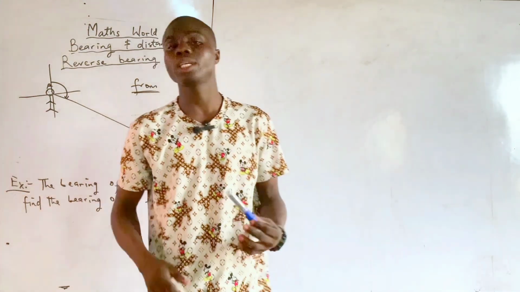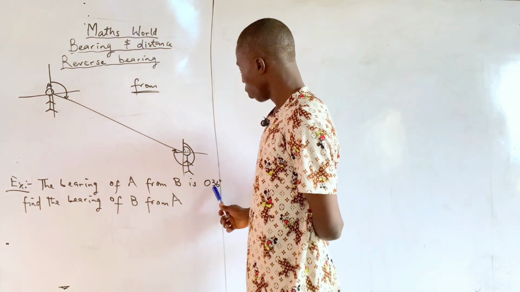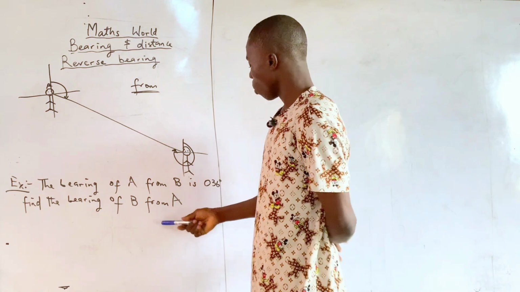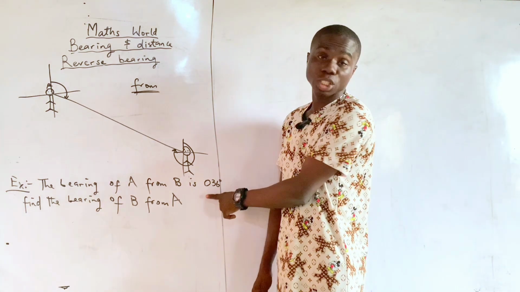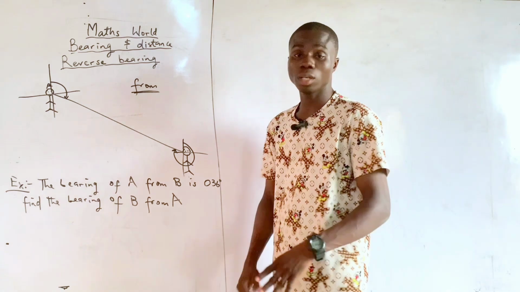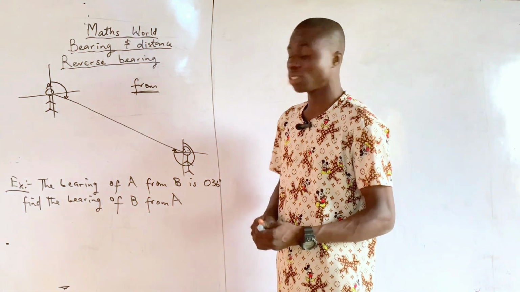We can see that this is the type of reverse bearing. The bearing of A from B is 036 degrees. Find the bearing of B from A. You can see that this is in 3-digit bearing. You can go and learn how to convert from 3-digit bearing to cardinal points. I've explained that in my last video.